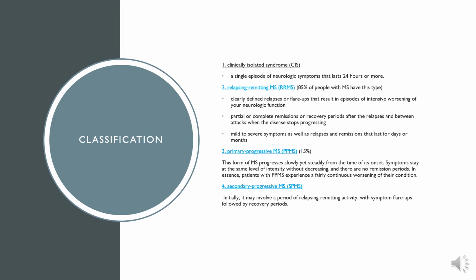Now let's go ahead and discuss the different classifications of MS. We have 4 different types. The first, clinically isolated syndrome, is a single episode of neurological symptoms that lasts 24 hours or more. The second is relapsing-remitting, which is actually the most common. 85% of people with MS have this type.